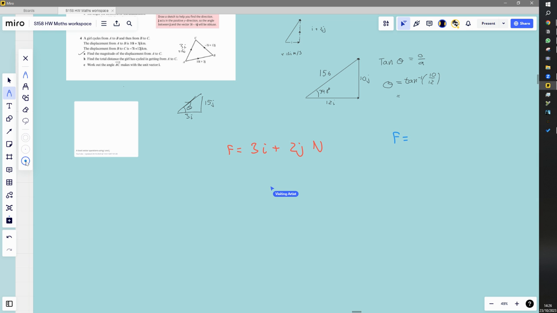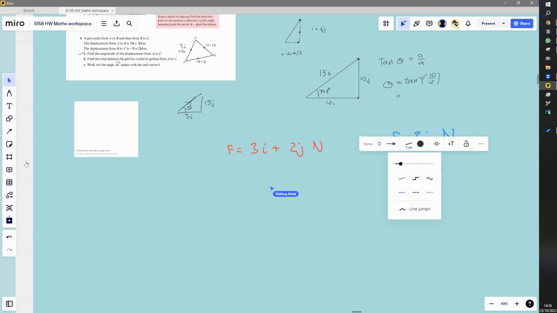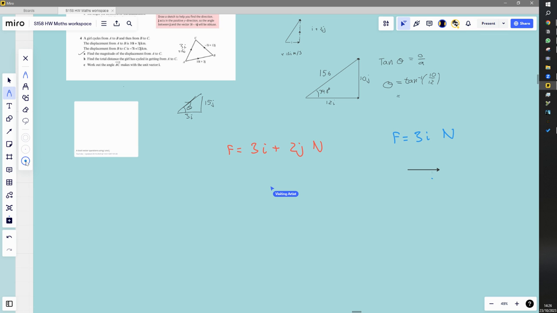If, for example, the force was just 3i newtons, what that tells me is that the force is to the right, or whatever I've decided is a positive direction, and the size of the force is 3 newtons. And if I said that it was 2j newtons, then that would mean that the force is up.